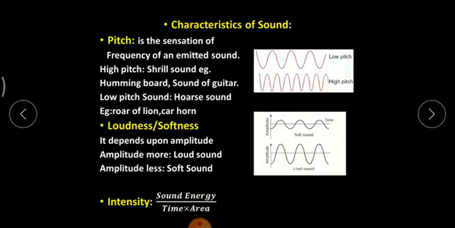So if we calculate the frequency of the emitted sound, we can get the pitch. So what exactly is pitch? It is simply that we have to calculate frequency. How do we calculate frequency? It is the number of waves generated per unit of time. So if we calculate frequency, we will find it is of a certain nature.